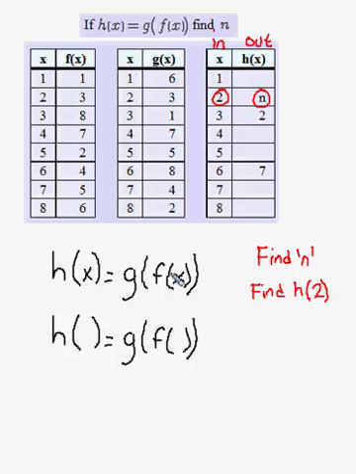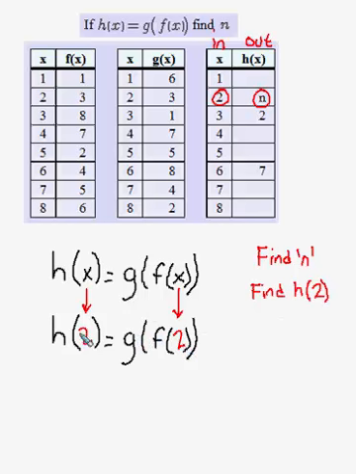All I did here was copy the given information and leave blanks where you see the variable x. If it's my job to find h of 2, the only way I'm going to be able to do that is if I replace x with 2, and the rules of function notation say if I replace this x value with 2, then I have to replace this x value with 2 as well. And we find that finding n, or finding the value of h of 2, is nothing more than finding the value of g of f of 2.